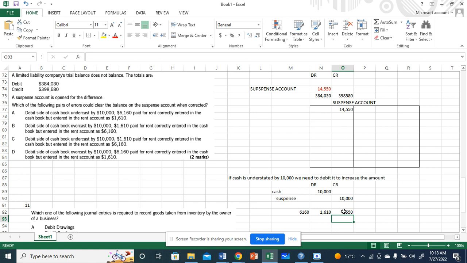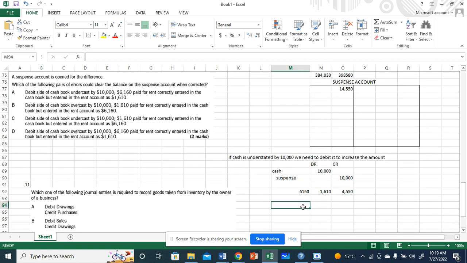The rent account is an expense account. And remember, expense accounts, to increase them, you need to debit. All right? You need to debit them. So if you say we debit the rent account 4,550, right? And you credit the suspense account 4,550. So these two general entries, we're going to put them on the suspense account here, 10,000.